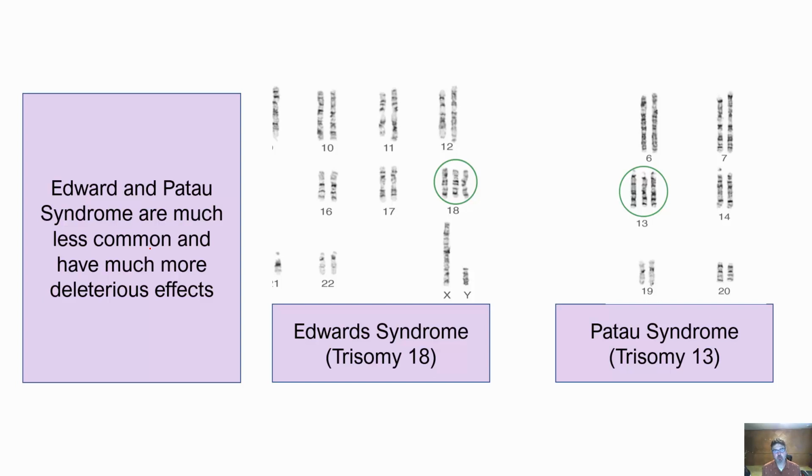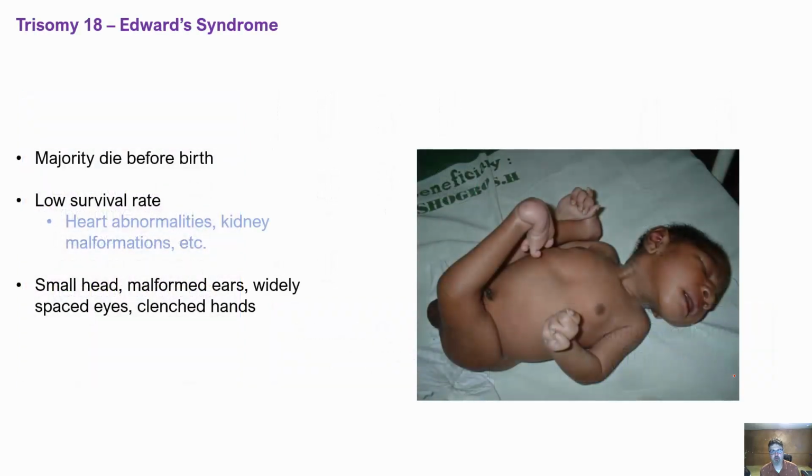Now, the next 2 syndromes, we won't focus too much on detail because, like I said, these are much more deleterious and they are usually not survivable. A very small amount survive until birth, but a few do, so they are worth noting. Edwards syndrome is trisomy 18, so here we have 3 copies of chromosome 18, and Patau syndrome is trisomy 13, 3 copies of the 13th chromosome.